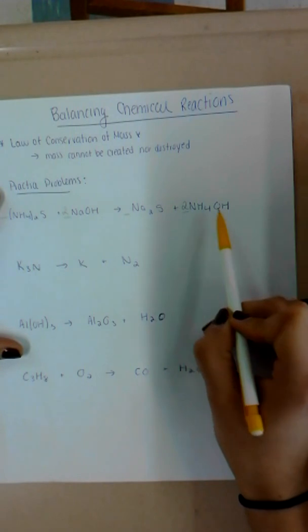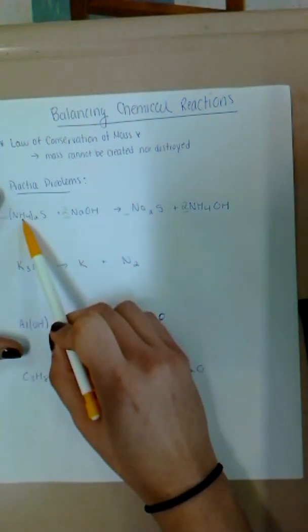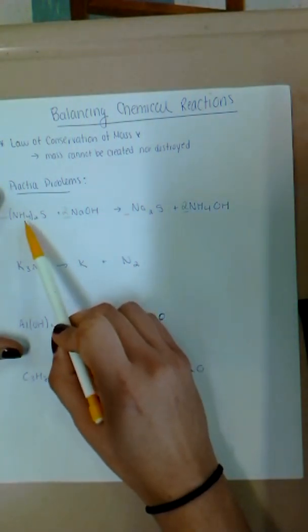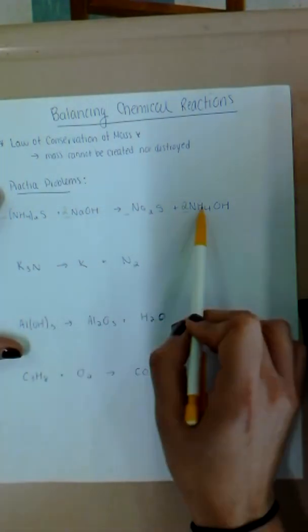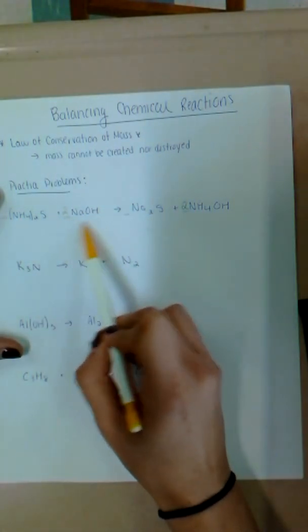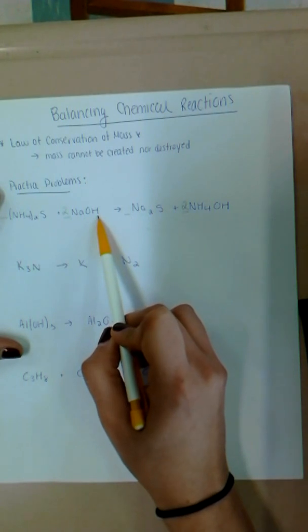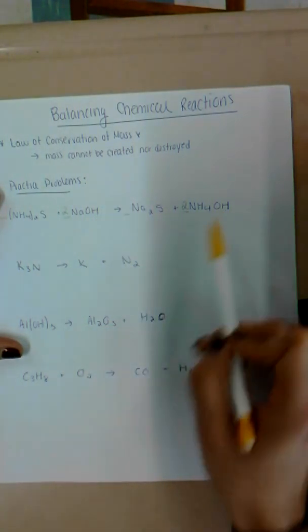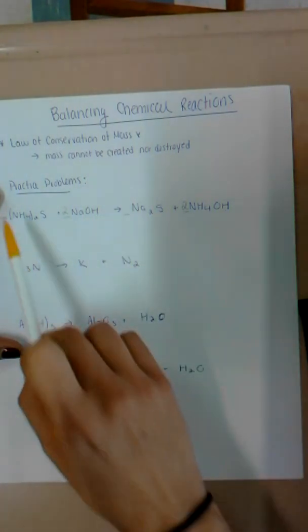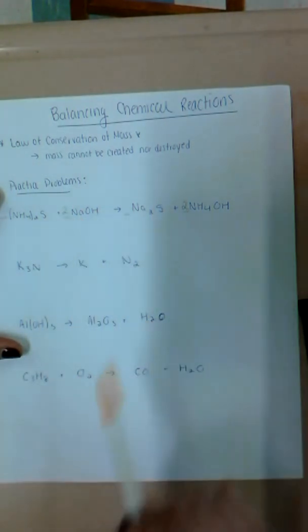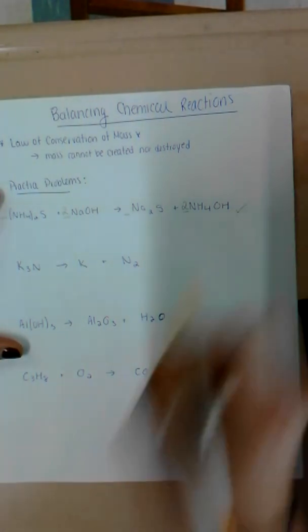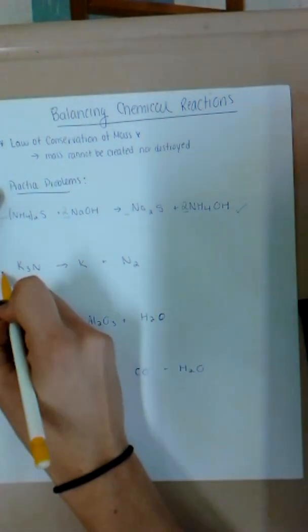Now, I don't need to worry about the hydrogens that are part of ammonium because those were already accounted for here. So now I'm just looking at the hydrogens that are not part of ammonium. So I have 2 that are not part of ammonium and 2 that are not part of ammonium, so I'm good. Now, as long as you have the same number of each element on both sides, then you are balanced. So that one is good. Let's go on to the next one.